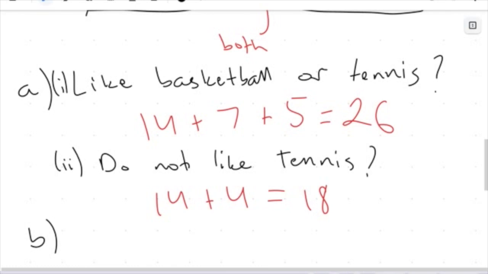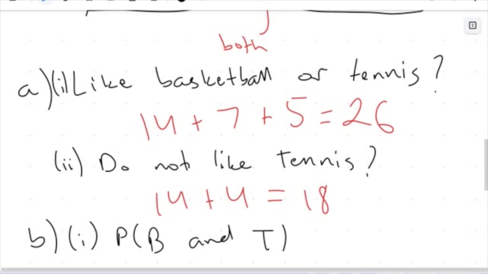So now we are asked, if one of the 30 people was randomly selected, we want to find first the probability that they like basketball. Let me just write this as B to save time. Probability of liking basketball and tennis.